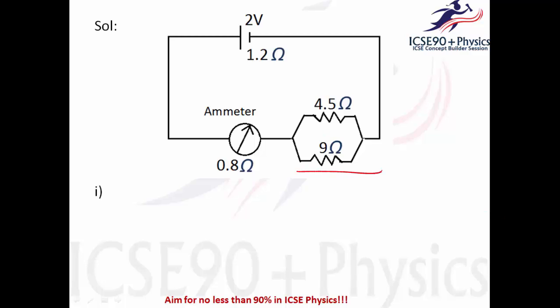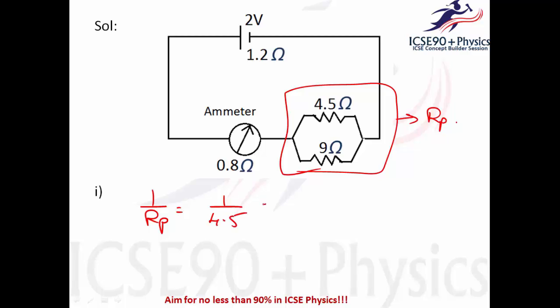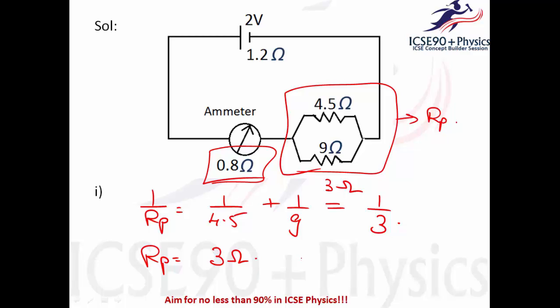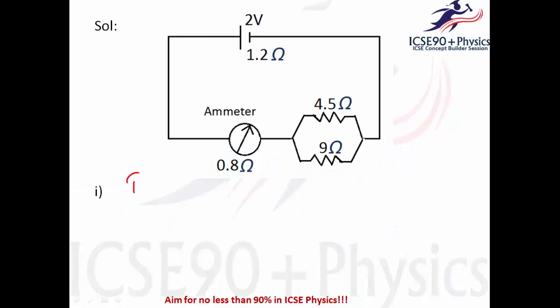So let us calculate the equivalent resistance starting with this parallel circuit. So 1 upon Rp would be nothing but 1 upon 4.5 plus 1 upon 9. This turns out to be 1 upon 3 ohms, or Rp is directly 3 ohms. Notice this 3 ohms is connected in series with the 0.8 ohm resistor. So the net equivalent resistance for the entire circuit is nothing but 3 plus 0.8, that is 3.8 ohms, right? So the net equivalent resistance is 3.8 ohms for the entire arrangement within the circuit.